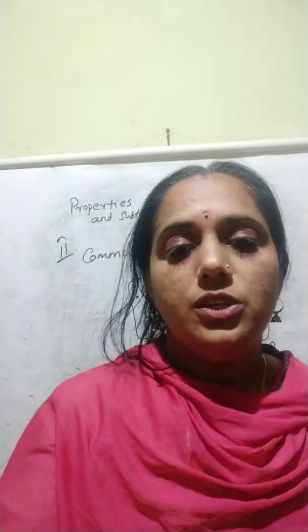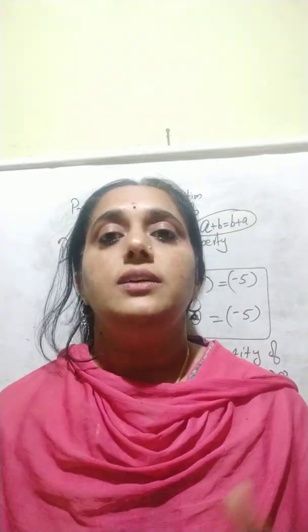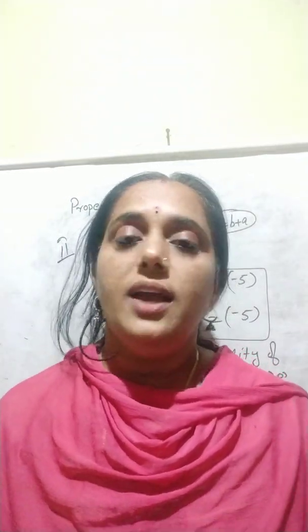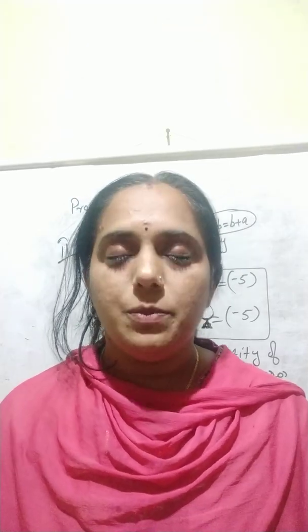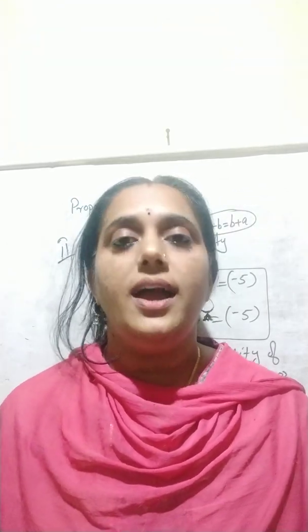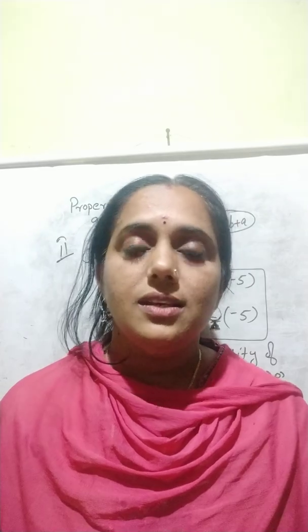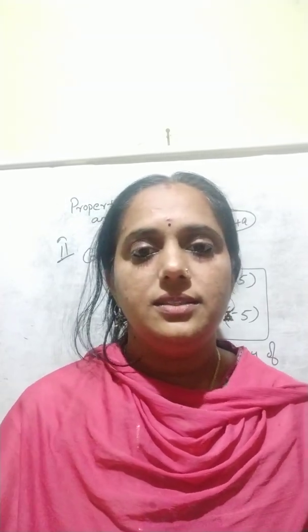So what have we studied? In the case of the commutative property, addition is satisfied but subtraction is not satisfied, and the additive identity is 0. Clear? Thank you.